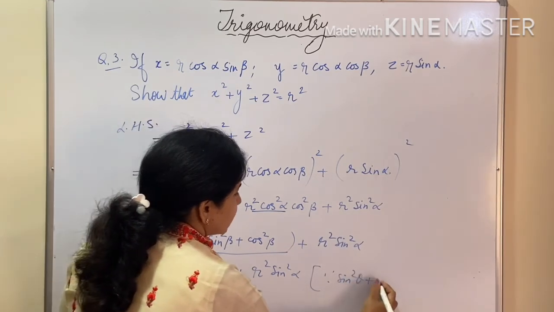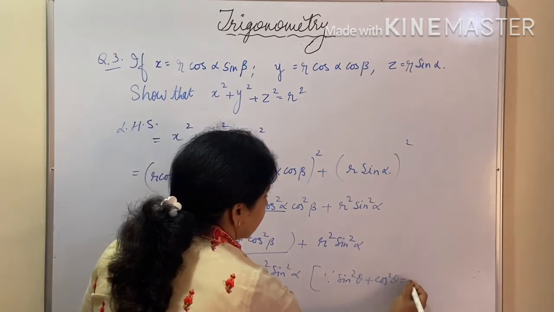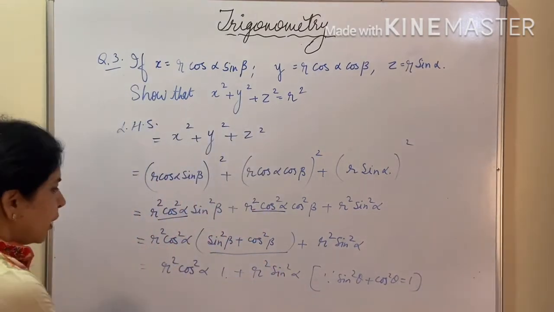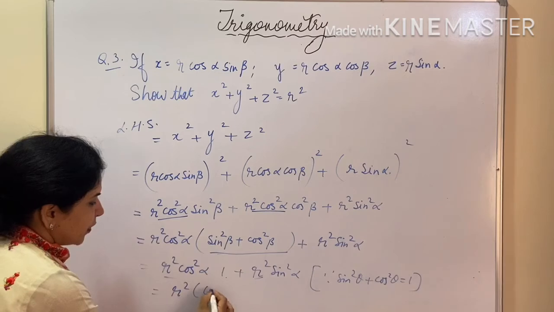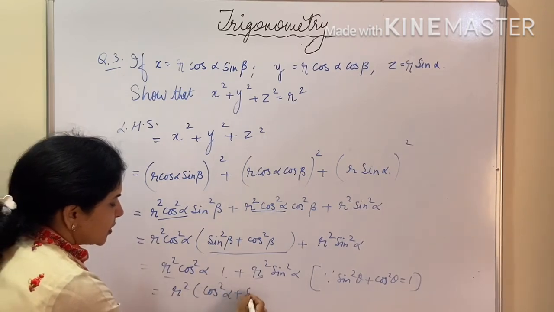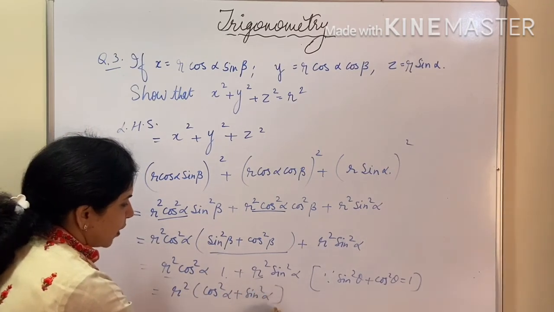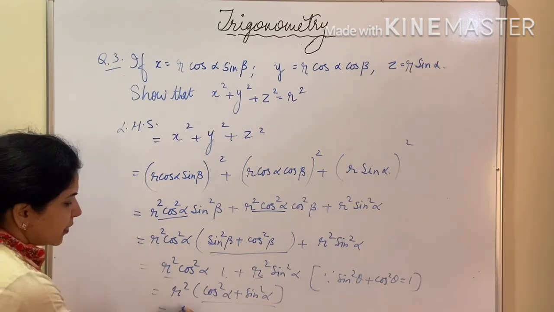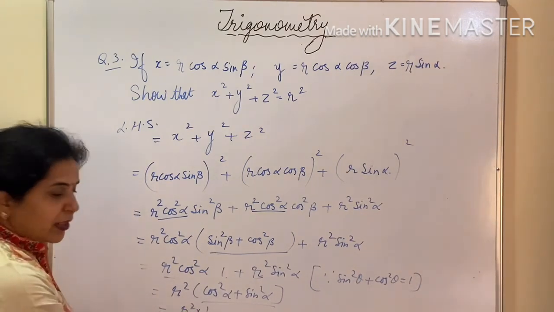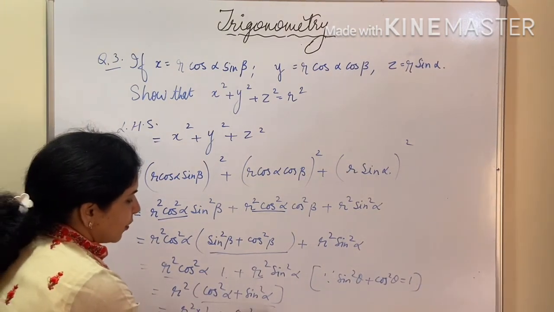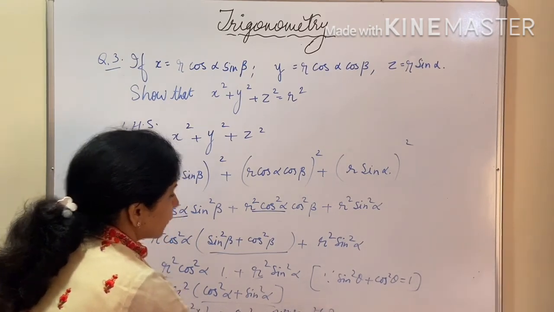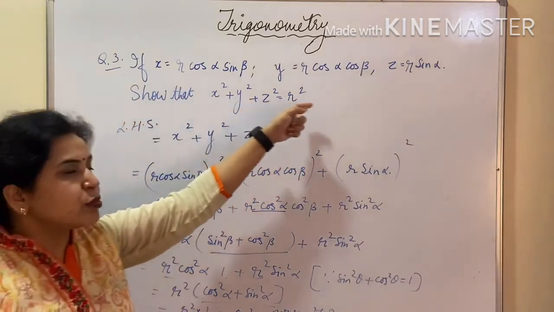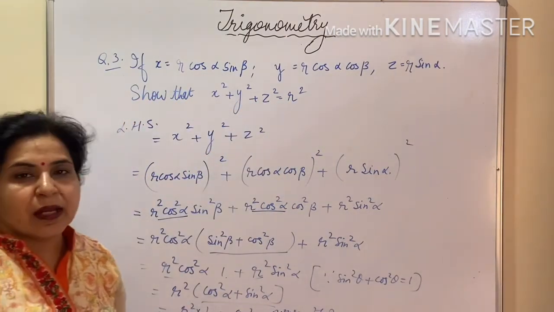We know that sin square theta plus cos square theta equals 1. So now taking r square common here, we will get cos square alpha plus sin square alpha, which is again an identity. So writing 1 here, we get r square, which is equal to the RHS. Hence proved. This is what we wanted to show. RHS is r square.